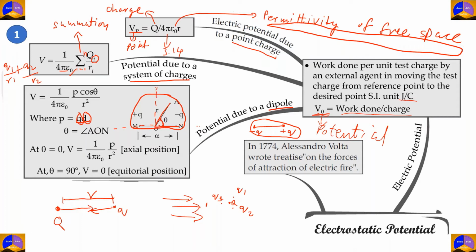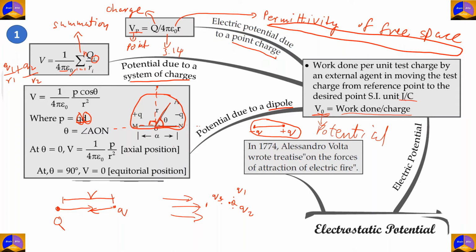And when theta is equal to 0, the value of cos theta is maximum. So V will be equal to 1 by 4 pi epsilon naught P by R square. This is also known as potential due to a dipole in axial position, because it's at the same axis as the dipole. What happens when theta is equal to 90 degrees?